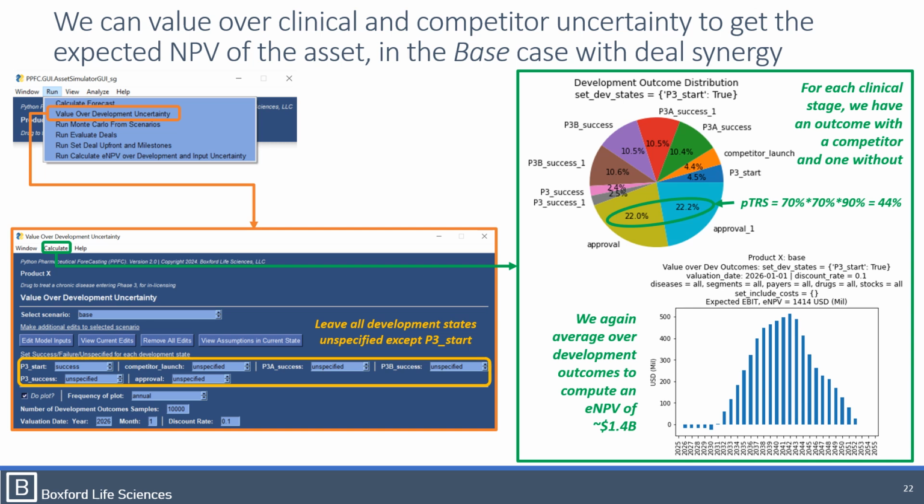And if we look at the 2 approval outcomes now, we see that they sum to 44%, which is what we'd expect from probability of technical and regulatory success with 2 parallel trials, each with a 70% chance of technical success and a 90% chance of regulatory success in the review. When we now calculate the expected net present value averaged over all this uncertainty, we have a value of about $1.4 billion as of the time that we're beginning phase 3.